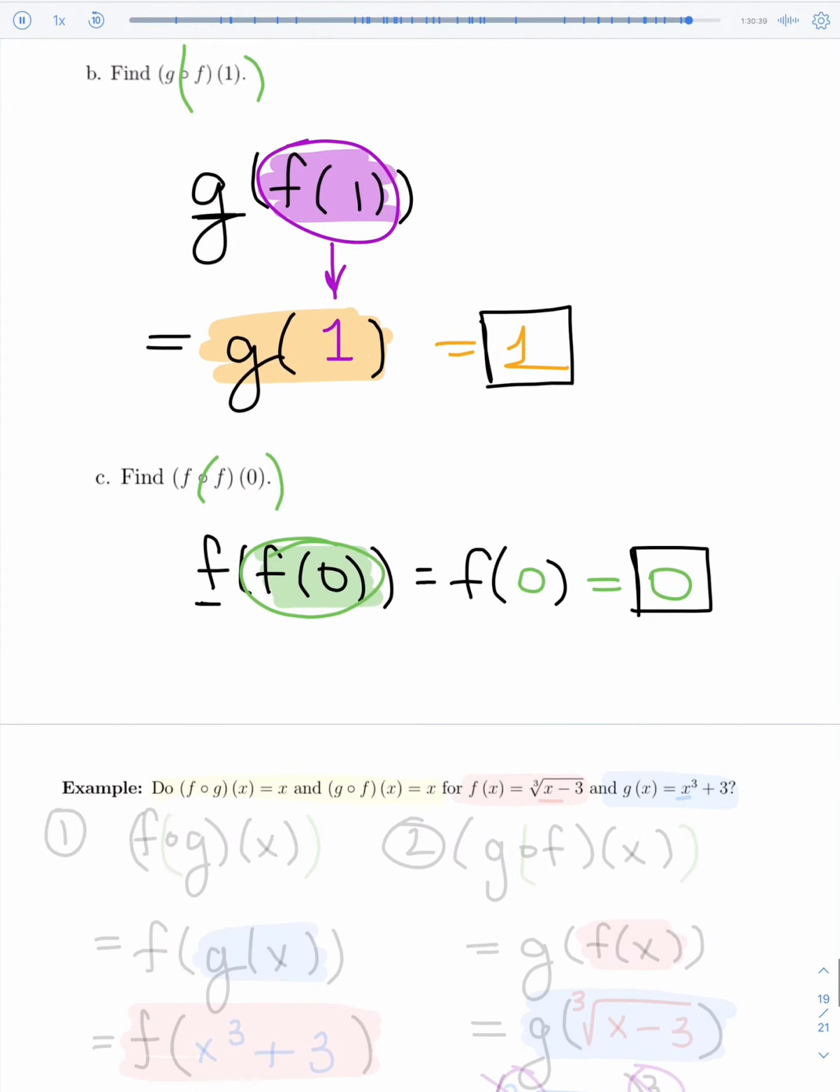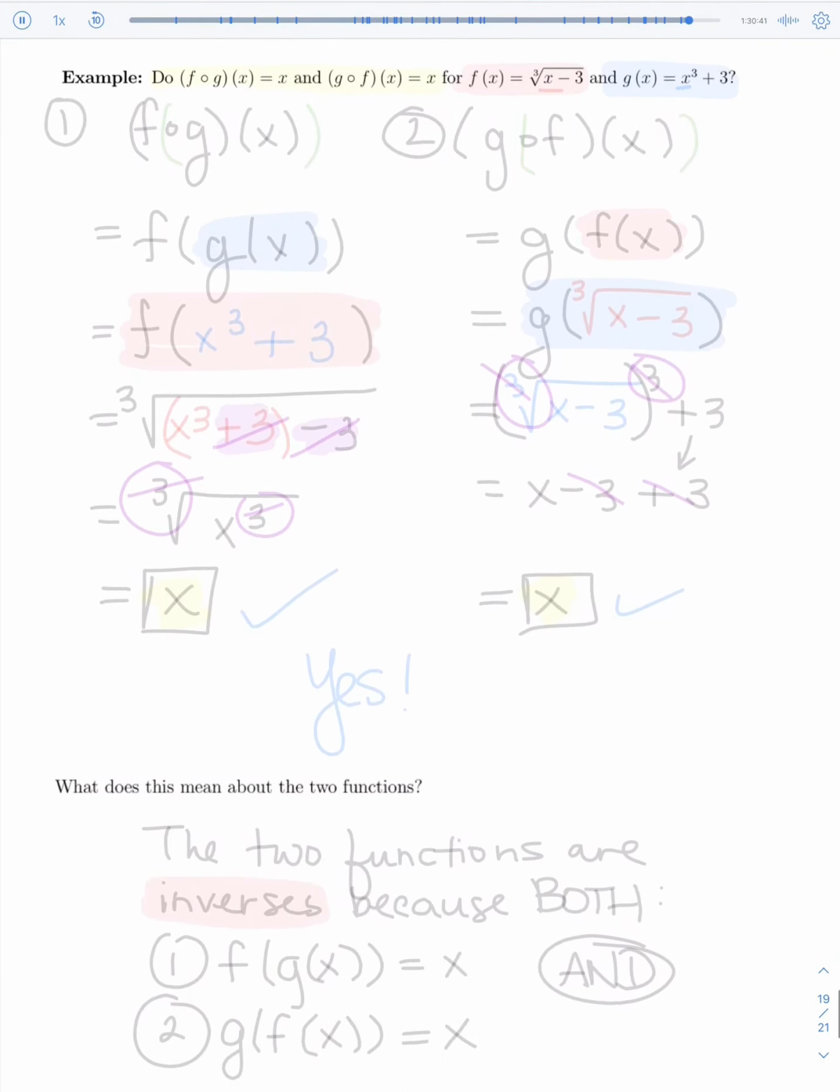In this next problem, it's more of a thought-provoking problem. They want you to find f of g of x and g of f of x and compare the two. That's all they really want you to do. So let's go ahead and try that.